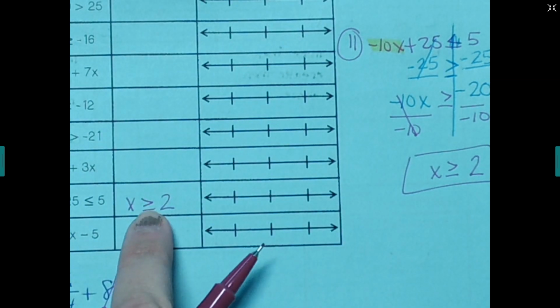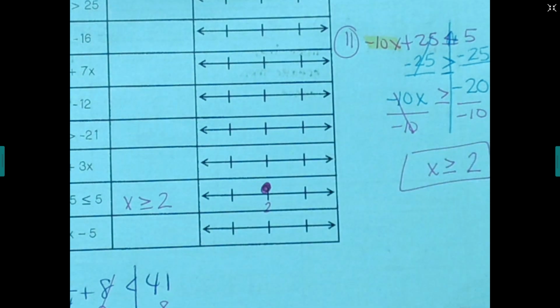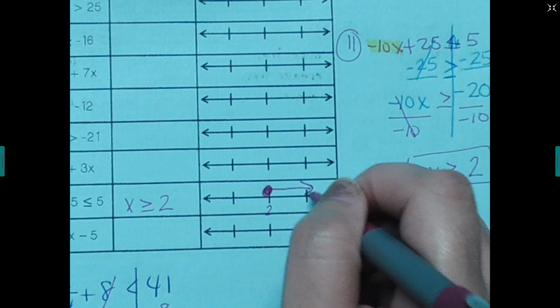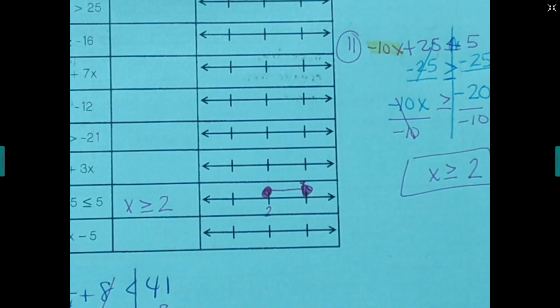Because it has the line under it, it's going to be a closed circle. So fill that circle in. And x is greater than. So I'm looking for the numbers that are greater than, which is this way. Okay. You're going to do some practice now.